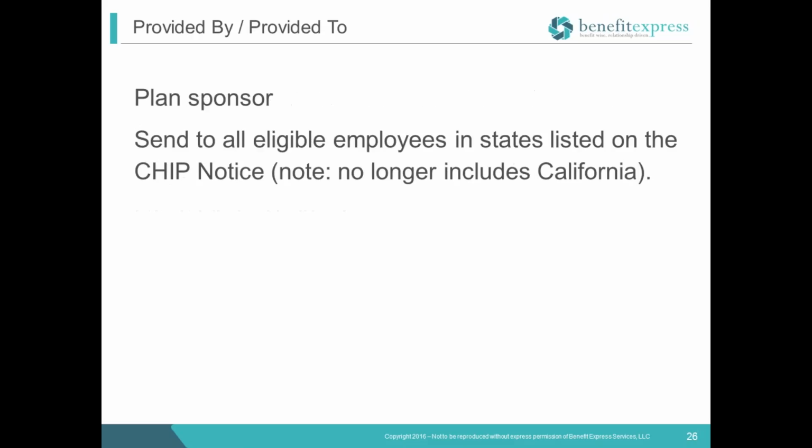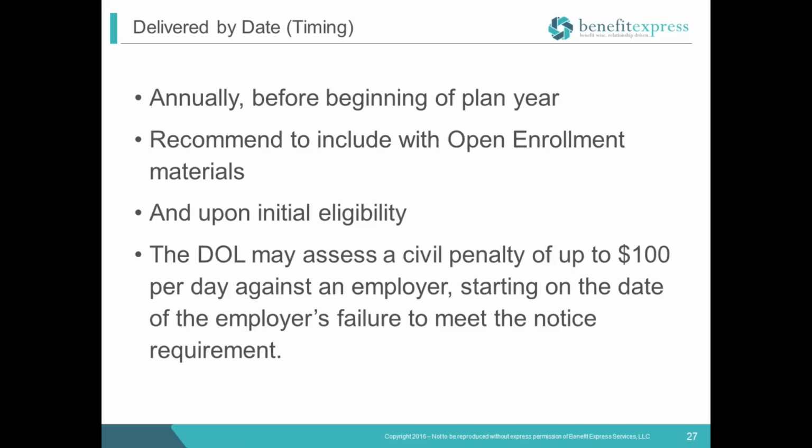This has to be given out by the plan sponsor, sent to all eligible employees in states listed on the CHIP form, so you have to check the form to see which states it applies to. It can change from year to year. It no longer includes California. It has to be delivered annually before the beginning of the plan year. It's recommended to be included in open enrollment material. Also, it has to be given out at initial eligibility, and there's a penalty of $100 per day against the employer for not providing this form.